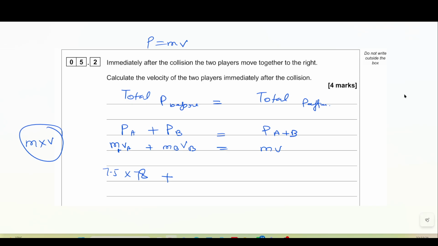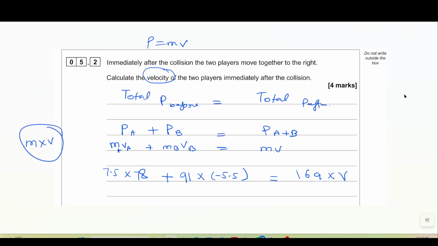Now add the second one. The mass for the second is 91 kilograms times velocity. Momentum for B is 91 times minus 5.5. After collision the combined mass is 169, and it's 91 plus 78. So 169 times V. We name it V because we have to calculate it.